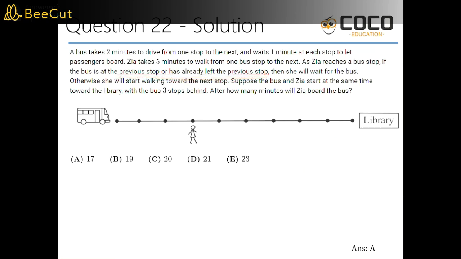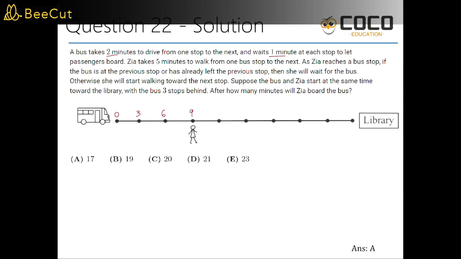Okay, at the first stop, this is 0 minutes. So the time when the bus leaves the second stop will be 3 minutes later. 2 minutes to travel and 1 minute to wait for the passengers. Then the next stop will be 6 minutes. Then this is 9 minutes.